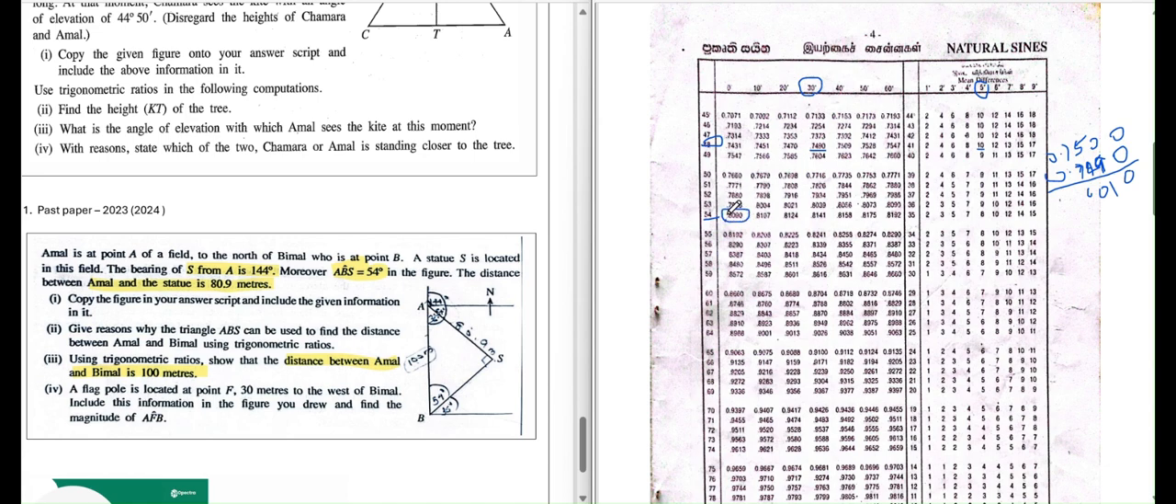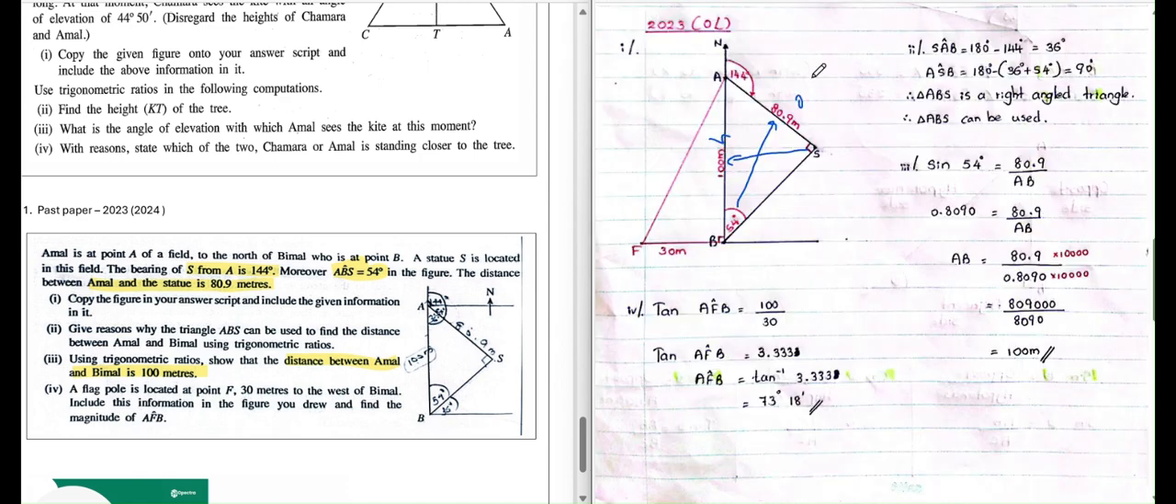Now you can see there are always dots in front of the numbers, and here it starts from 0. That means all these values start from 0 point. So this is 0.8090. We will use that value as sine 54, equal to this fraction, and from here we are going to find AB. We can take AB to this side as a multiplication, and take this number as the denominator. So AB goes here and this number comes down. Now AB equals this divided by this.